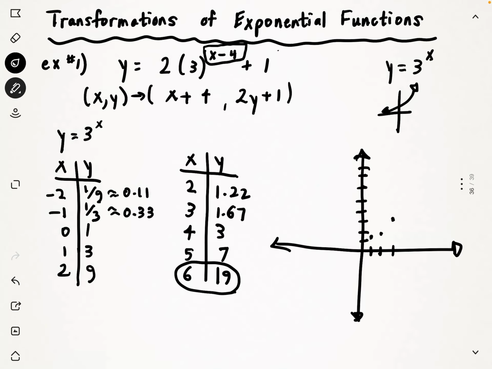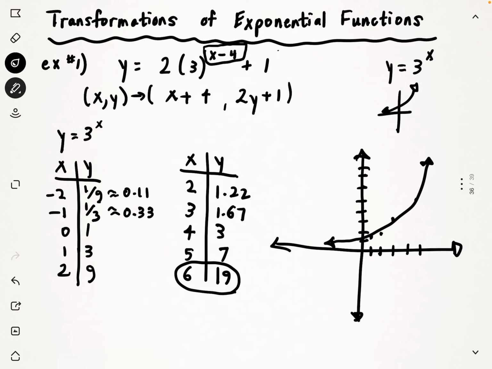As I graph each one, you're going to notice that the graph goes something like this right here. And that's correct, that's exactly what's happening. So that is a regular growth curve, but moved to the right 4 units, up 1 unit, with a vertical stretch of 2, which is a little harder to see.